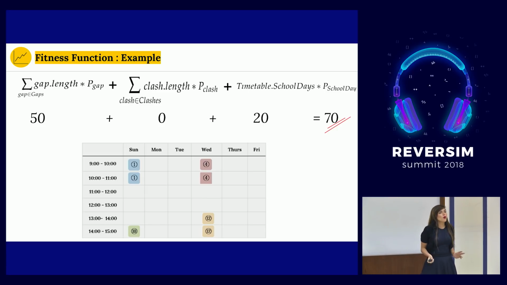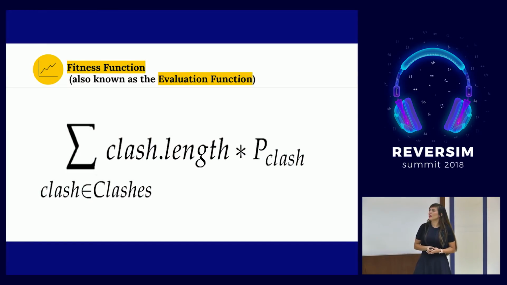So remember, lower is better. Let's take a look at another example. I think it will help you to understand better. Okay, I want to talk about the clashes constraint, because this is a problematic one.